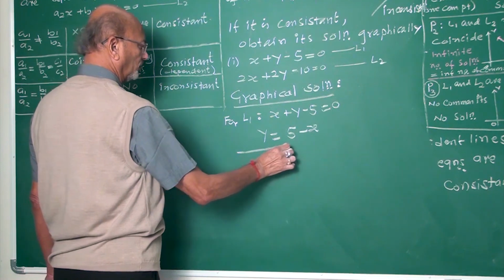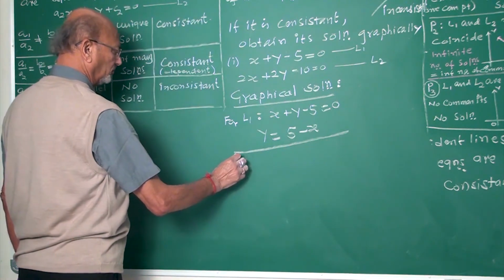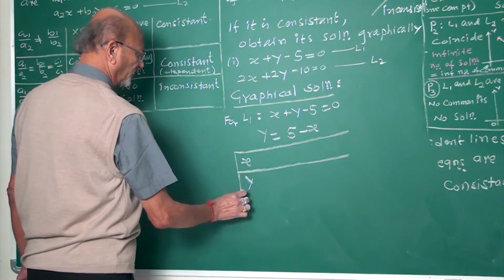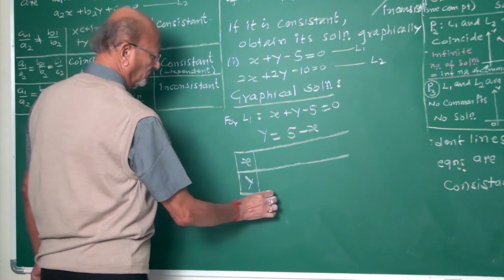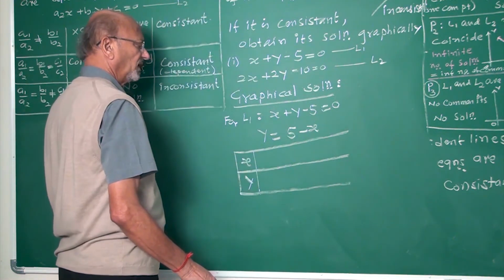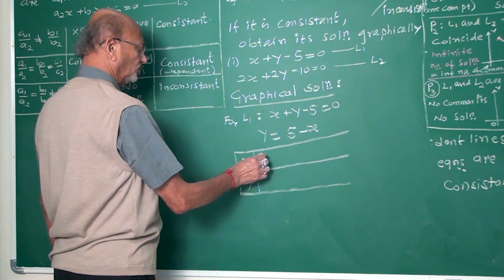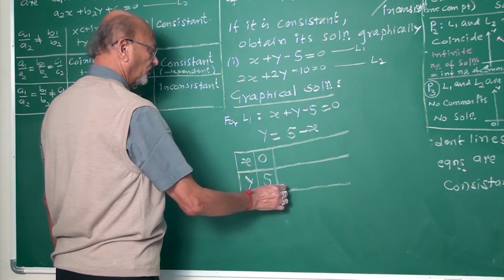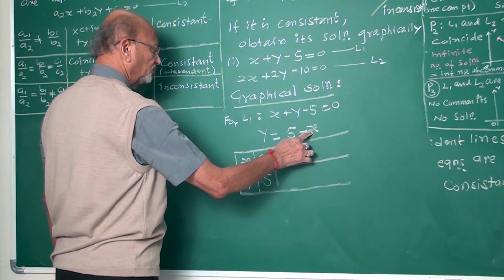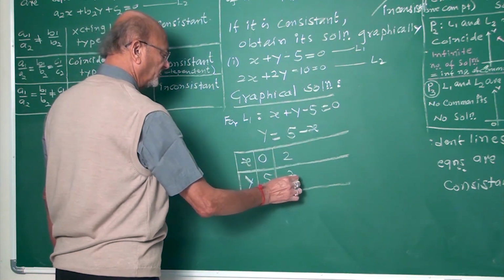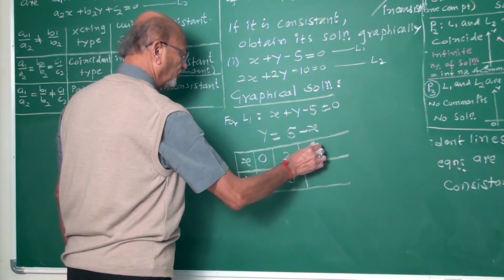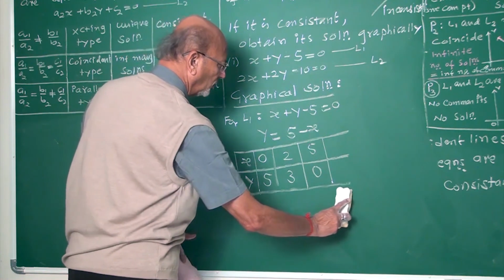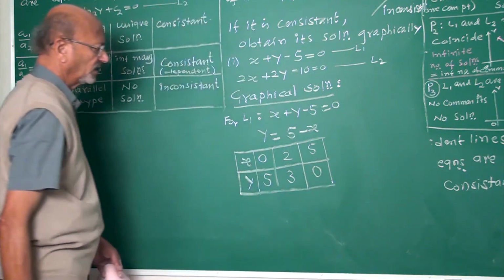Go for the tabular form. Values of x, values of y. You get minimum 2, maximum 2. When x is 0, what about y? Put x equal to 0. 5 minus 0 is 5, y is 5. When x is 2, 5 minus 2, y is 3. When x is 5, 5 minus 5 is 0. This is for L1.